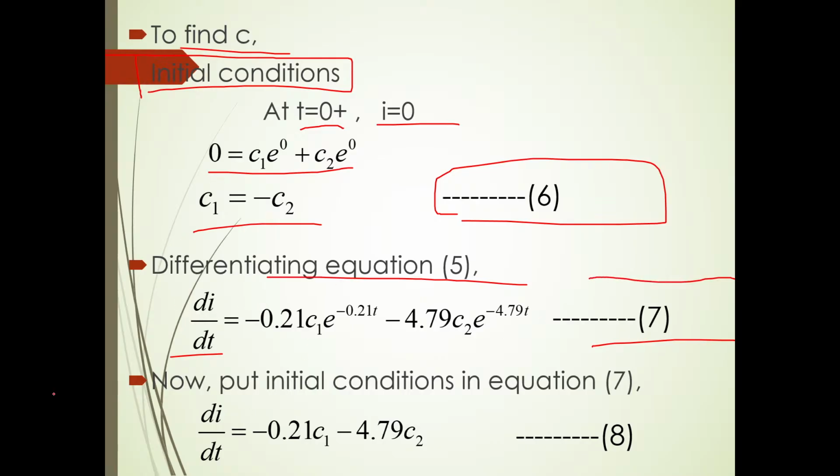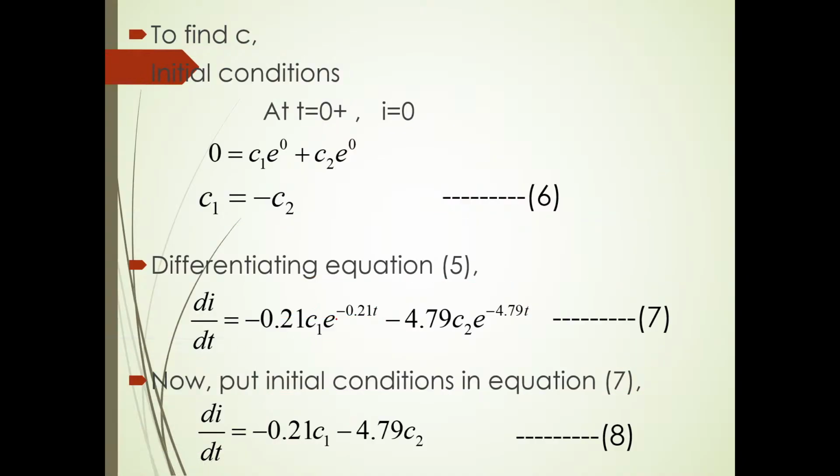Now substitute the initial conditions in equation number 7. After differentiating equation 5 with respect to time, now substitute the initial conditions. There is no I term, the differentiation term d by dt of I is there, but only t is there after differentiation. So substitute t equal to 0, you will get e power 0 and e power 0. E power 0 means 1. So what is left over? di by dt is equal to minus 0.21 C1 minus 4.79 C2. Consider it as equation number 8.